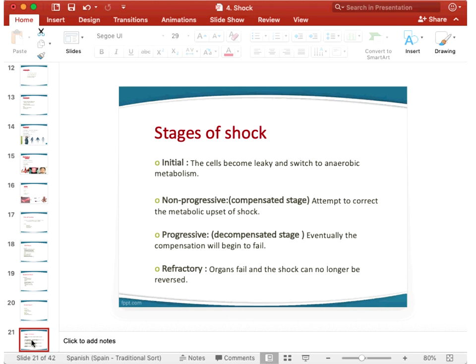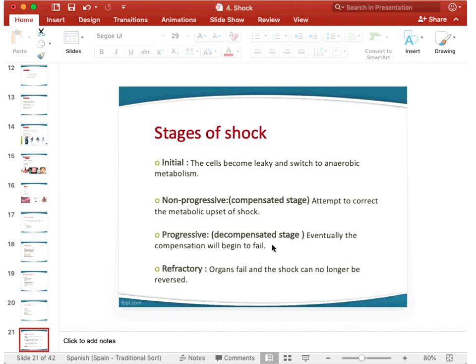Now, if you correct this, then you fall into the non-progressive stage, which is the compensated stage, where the organism or the body tries or attempts to get out of the state, such as making your heart beat faster so that you can recover your blood pressure. It switches off the circulation to the non-vital organs, and at this point it can be reversible.